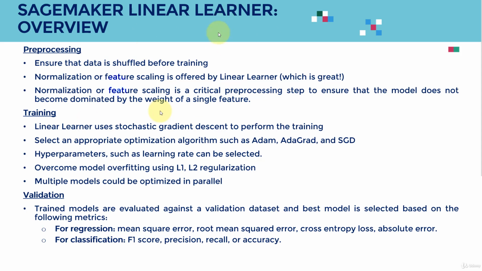The model would become dominated by the previous salary, because the range of this feature is much larger, much higher compared to the other one. That's why we have to make sure that we perform normalization or feature scaling when we run our linear learner, and again that comes pre-prepared for us, so linear learner takes care of that. Linear learner uses stochastic gradient descent to perform the training.